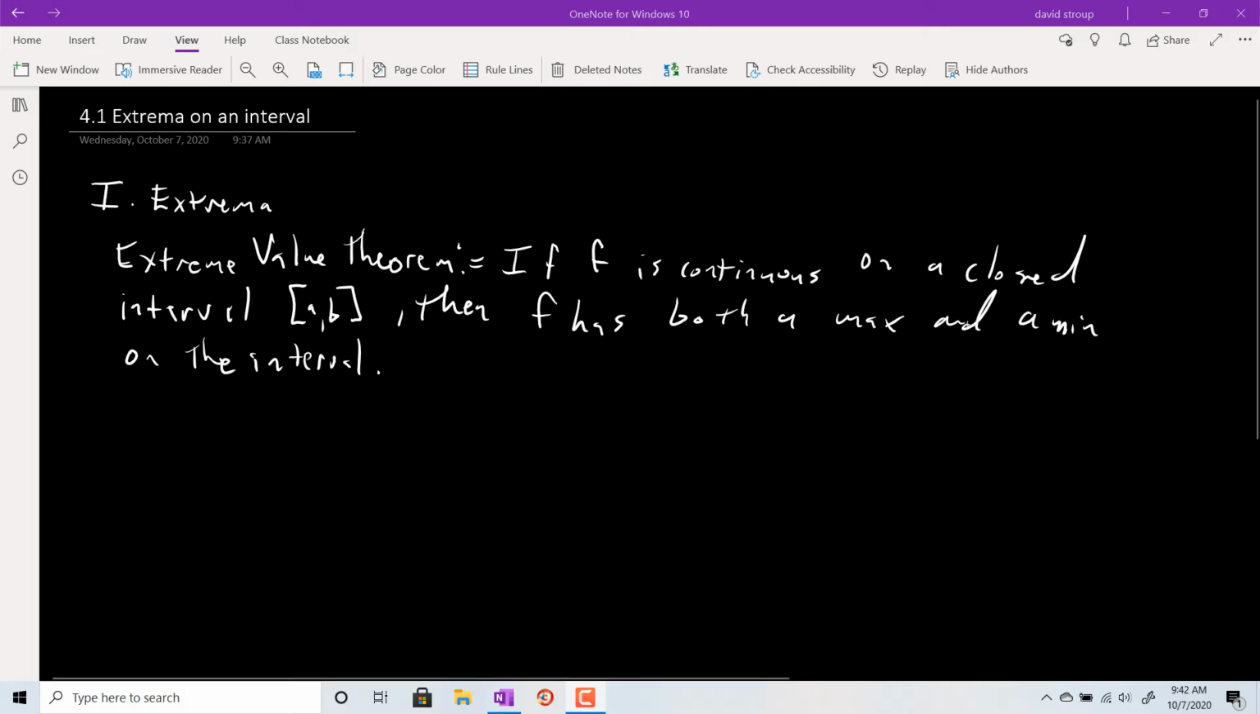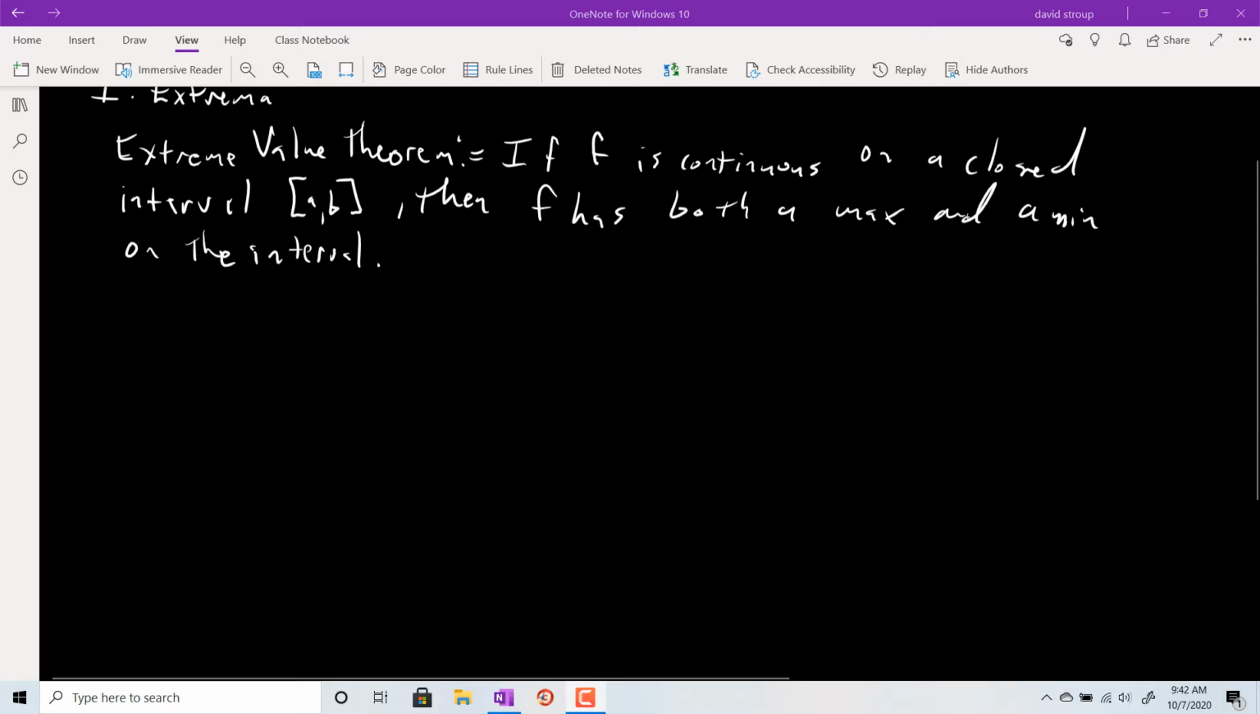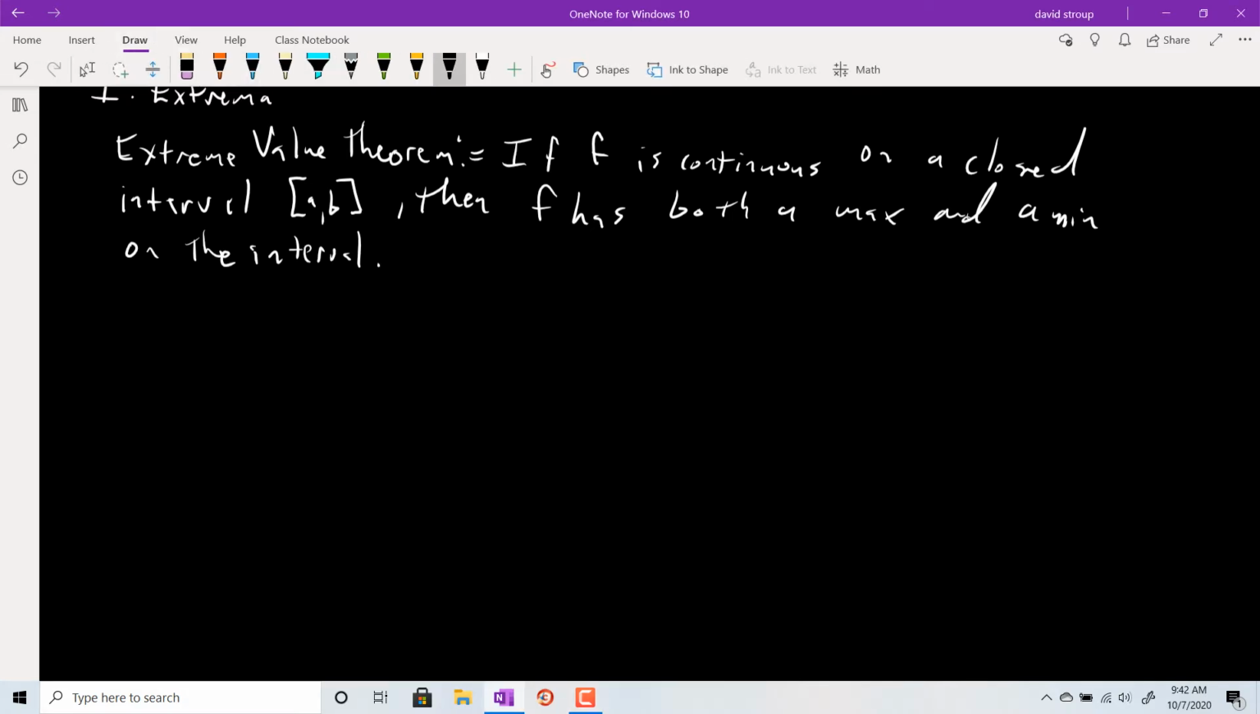The first theorem is the extreme value theorem, which says that if a function is continuous on a closed interval, then f has both a max and a min on the interval. Okay, and the book's going to give you some figures, some pictures to help you understand what's going on there.